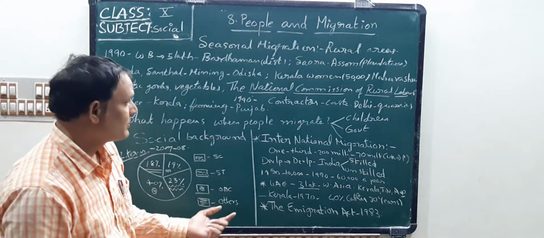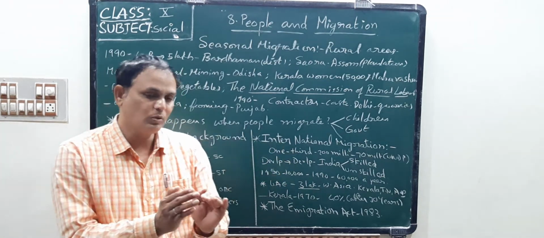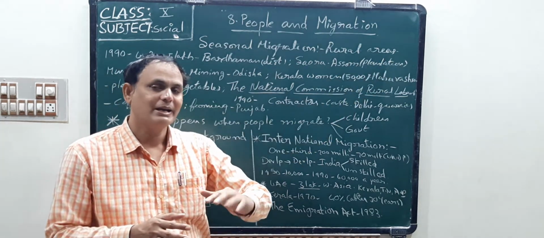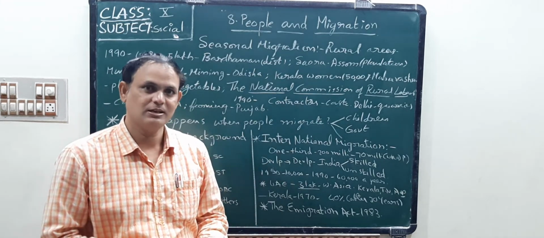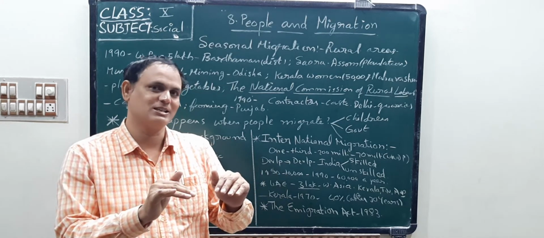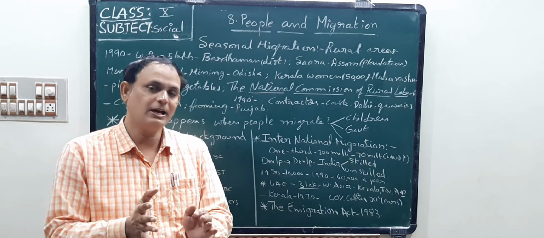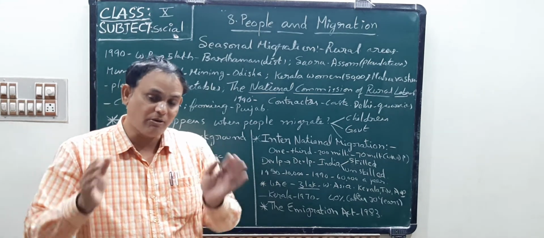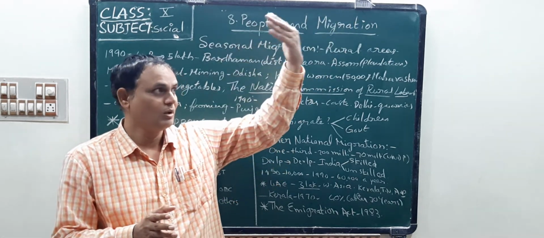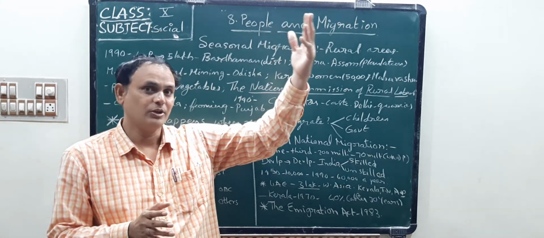Okay, next one, international migration. What is called international migration? The people who go from one country to another country, that is called international migration. Some people moving from one state to another state is internal migration. From one village to another village is also internal migration. But here some people are moving from our country to other countries. For example, some people are going to America, England, France, Germany, Japan, UAE.